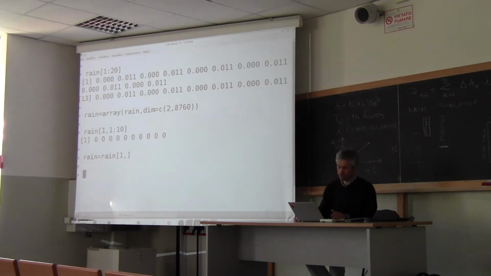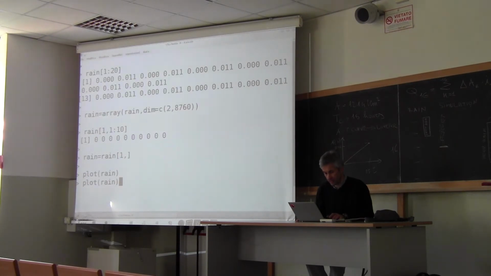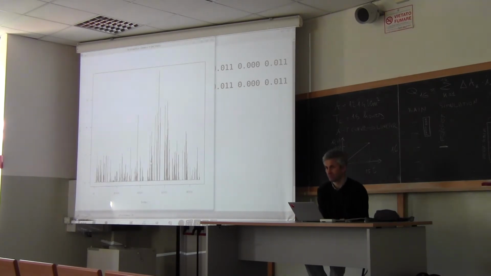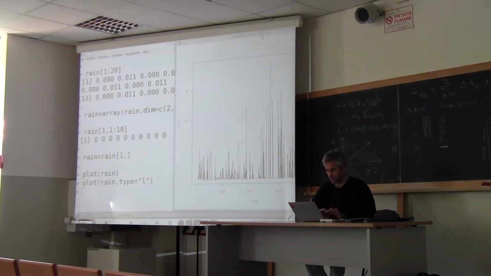Okay. Now, just to make a check, which is very quick, let's plot rain. Okay, that's fine. It's reasonable. It's probably better to plot with the line, so let me type type equal line. Again, let me show both windows, instruction and plot. Here it is.